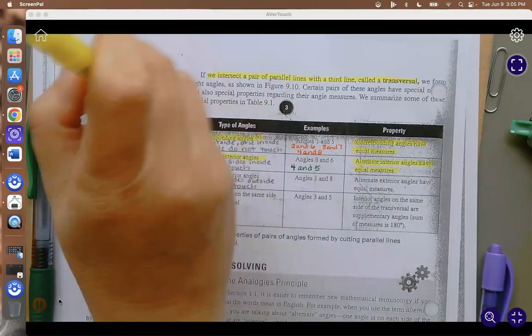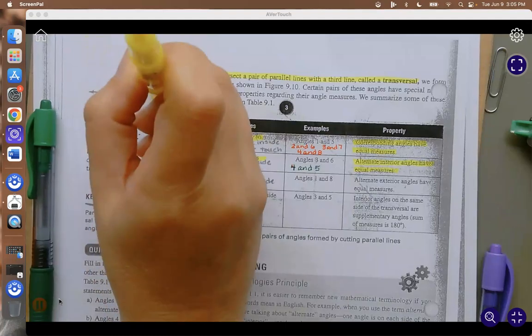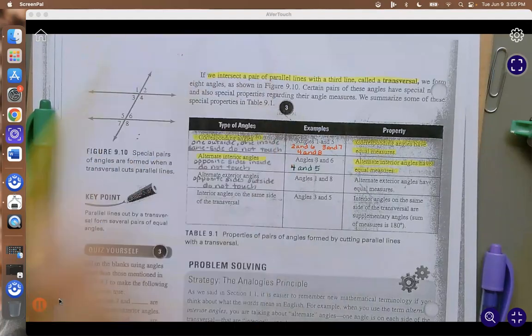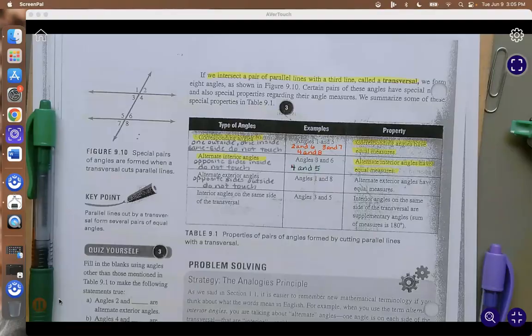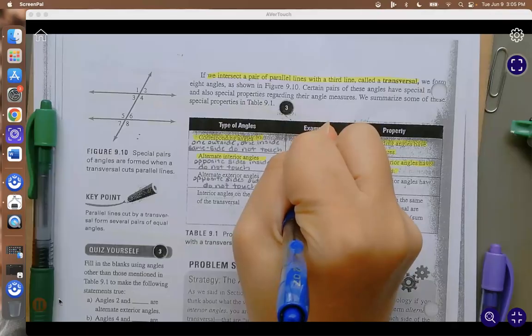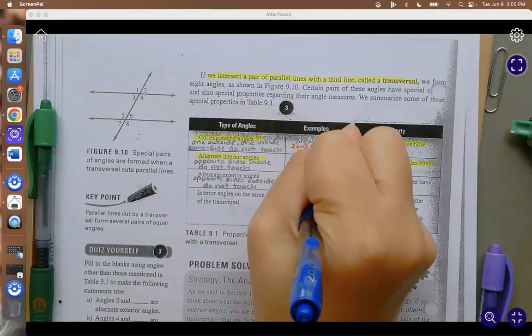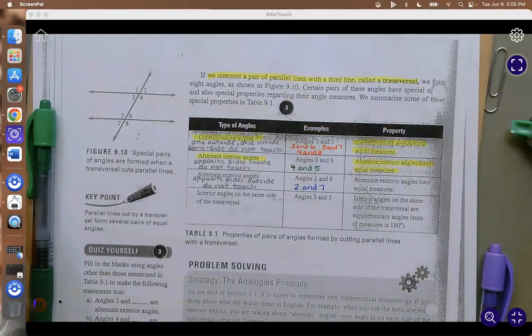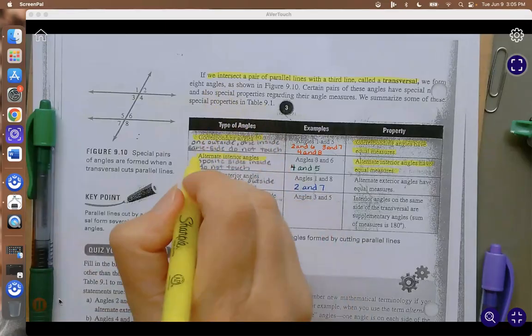Okay, so opposite sides, but can't touch. So that's 1 and 8 and 2 and 7. Okay, so let's make this blue. 1 and 8, 2 and 7. Okay.